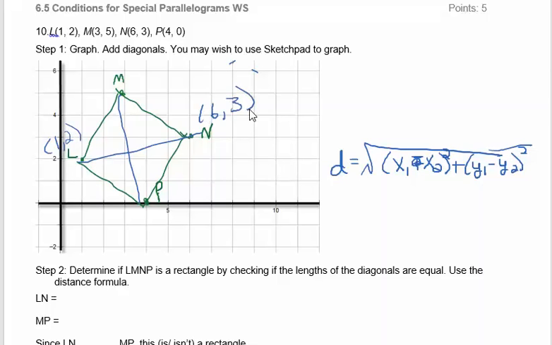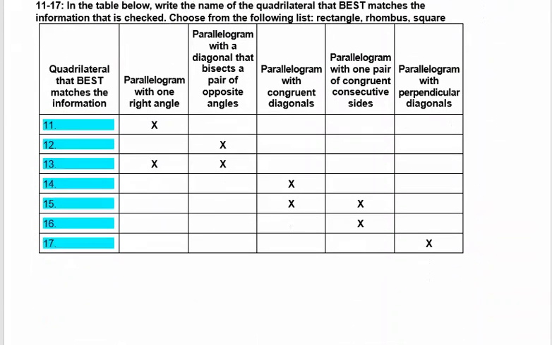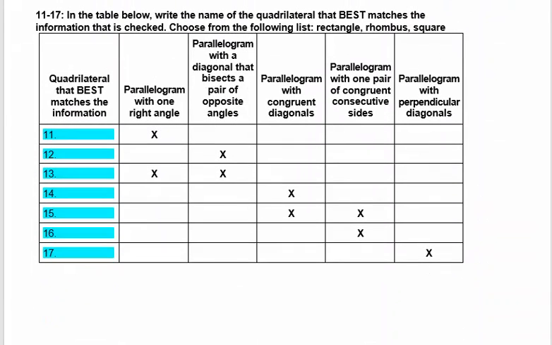So I plug in, and then don't forget to do this part, fill in rectangle, rhombus, or square in this. Find the best answer, the most specific answer you can.